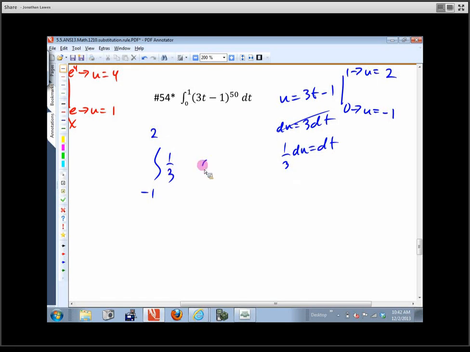We're putting 1/3 du in place of that, and in place of 3t minus 1, we're putting a u, so that's u to the 50th. So this would be u to the 51 over 153, right? Evaluated from -1 to 2, okay? Not a ton of fun either way, but my gosh, think about trying to do that by multiplying that out. Wouldn't be very fun, okay? Any questions?